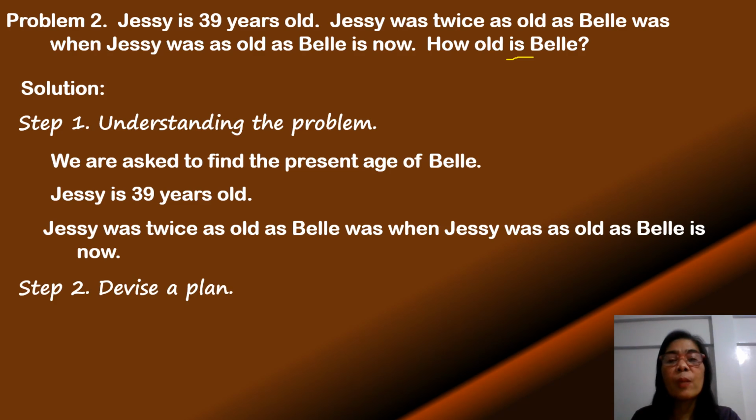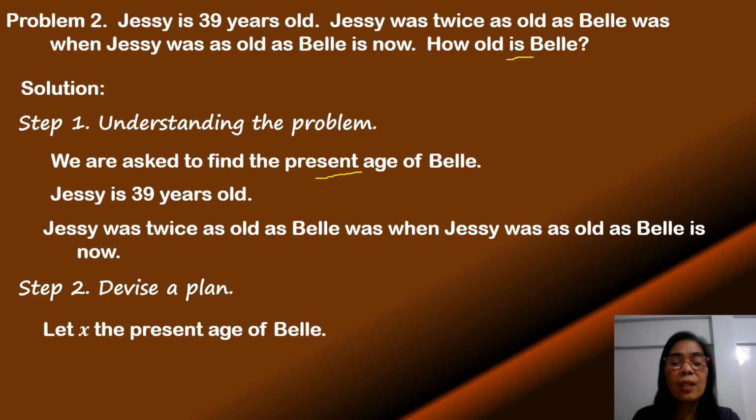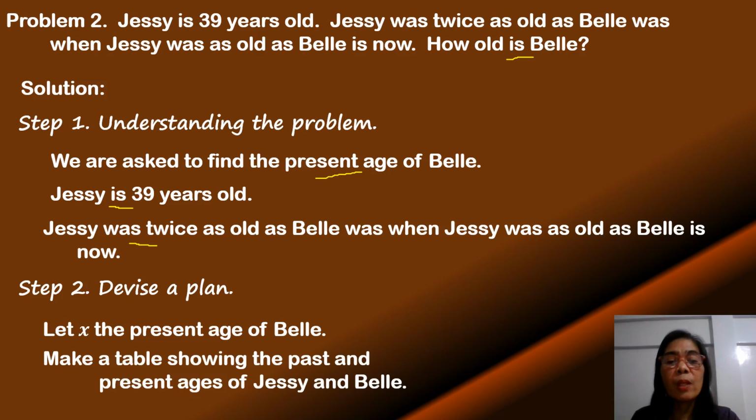Since this is an age problem, we use a variable to represent the present age of Belle. So we let x be the present age of Belle, and we take note that we are referring to the present age and the past age of Jessy and Belle, though there is no mention as to how many years in the past their ages were being compared. So we make a table showing the past and the present ages of Jessy and Belle.